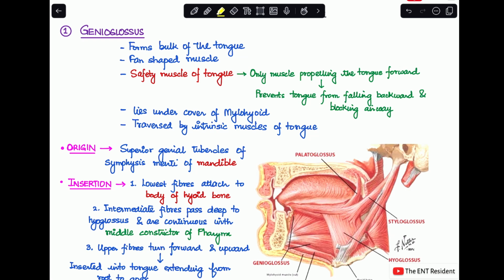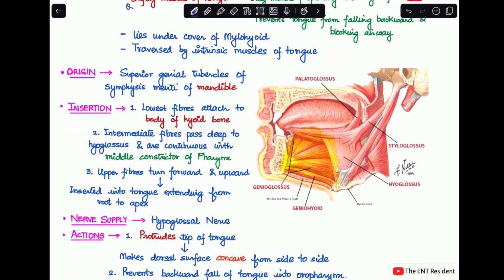And this is a fan-shaped muscle. I'll show you in the picture over here. You can see this is genioglossus. So you can see how it looks like a fan. And a very important part to remember is that genioglossus is known as the safety muscle of the tongue. Now, why is it called the safety muscle of the tongue? I'll discuss it as we talk about the action down there.